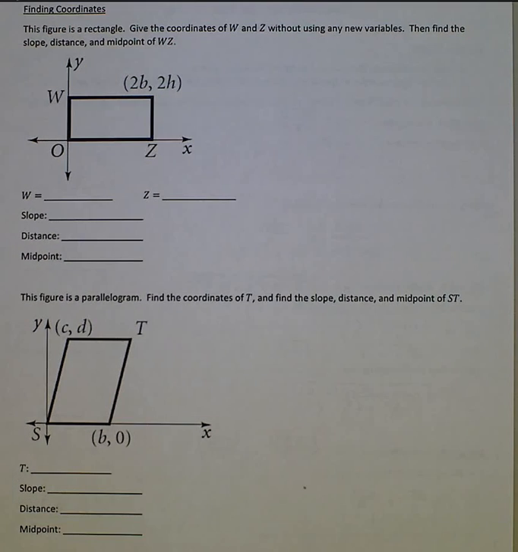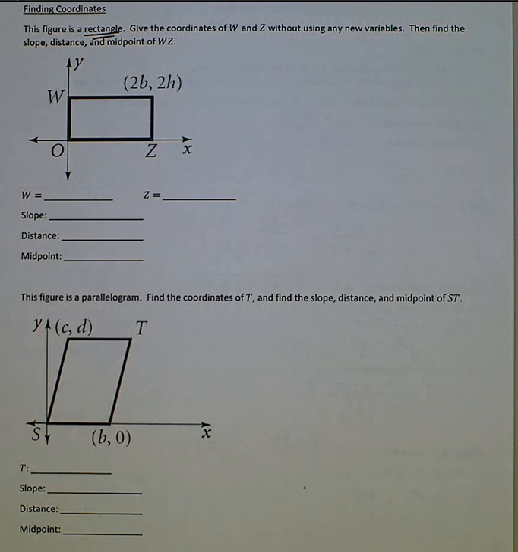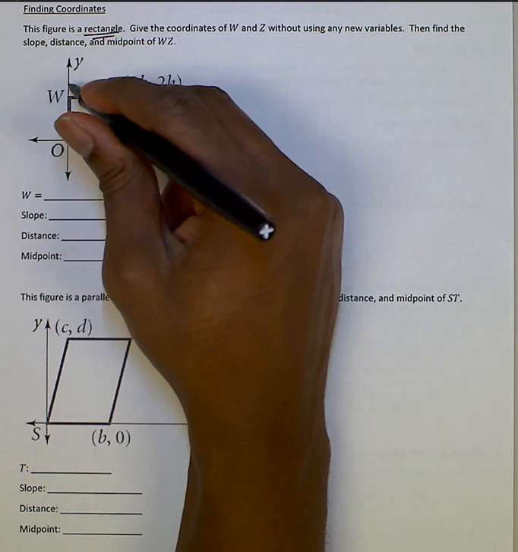So now we're going to put this into a little bit of action. It says this figure is a rectangle. Important keyword here. Give the coordinates of W and Z without using any new variables. Then find slope, distance, and midpoint of WZ. Now, what we know about a rectangle is that the opposite sides are going to have to be congruent. This helps us because then we can find out how far over did they go, how far up did they go, and use that to find W.